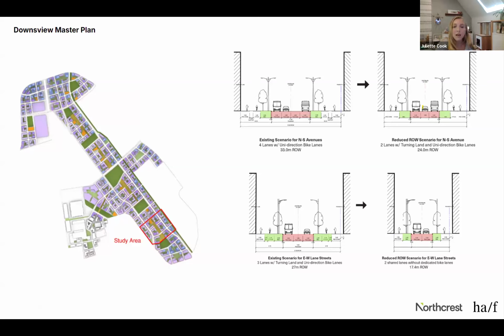And the goal here was to have this avenue serve as more of a local road for both vehicles and cyclists, not the primary thoroughfare. And then in the east-west direction, we proposed a shift from 27 meters to 17.4 meters. And the intention here was that these lane streets would be lower traffic and bikes and cars could share the road access.